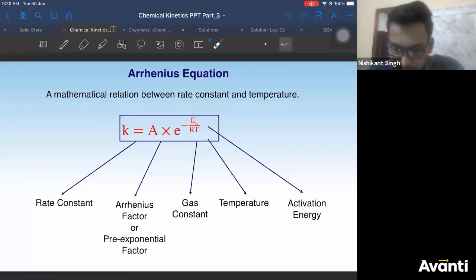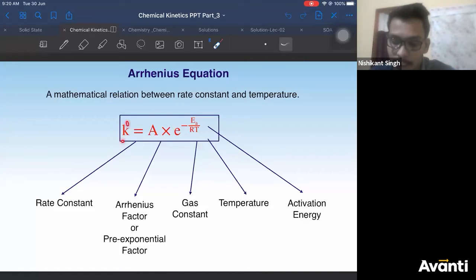Now, a mathematical relationship between rate constant and temperature. Intentionally, I didn't put this earlier because there were not many things to do. How do you study the effect of temperature on the rate constant? It is given by k equals A e to the power minus Ea by RT. First thing, this is the formula.